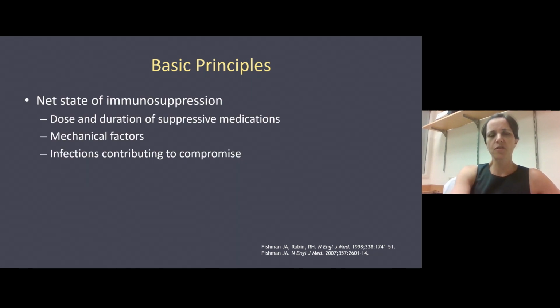So the first cornerstone of their argument is that you need to consider the net state of immunosuppression of the patient that you're seeing. The obvious part of that is thinking about the dose and duration of immunosuppressive medications. How much prednisone, how long, how much chemo, how long have they been getting chemo, that sort of thing. But the other thing that you need to consider is, do they have mechanical factors that make them more vulnerable to infection? This sounds kind of unfamiliar at first when you mention it this way, but I'll give you a few examples.